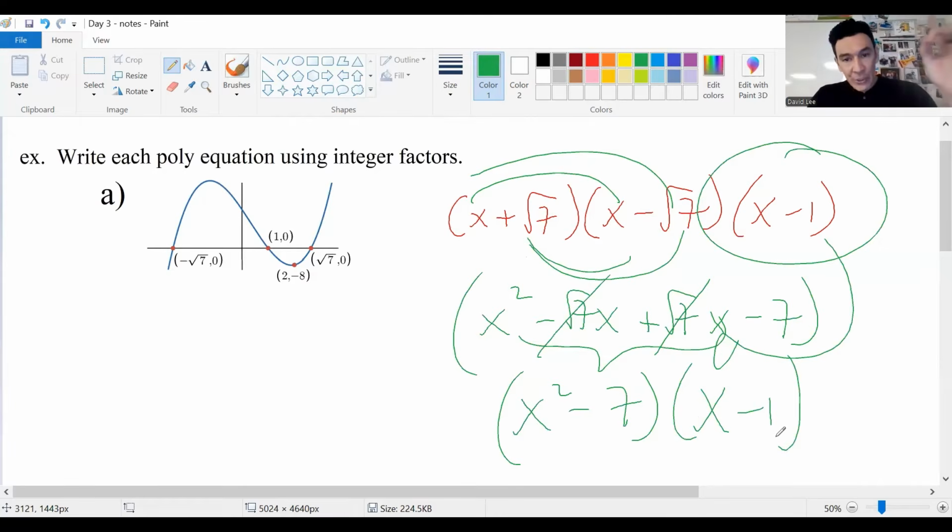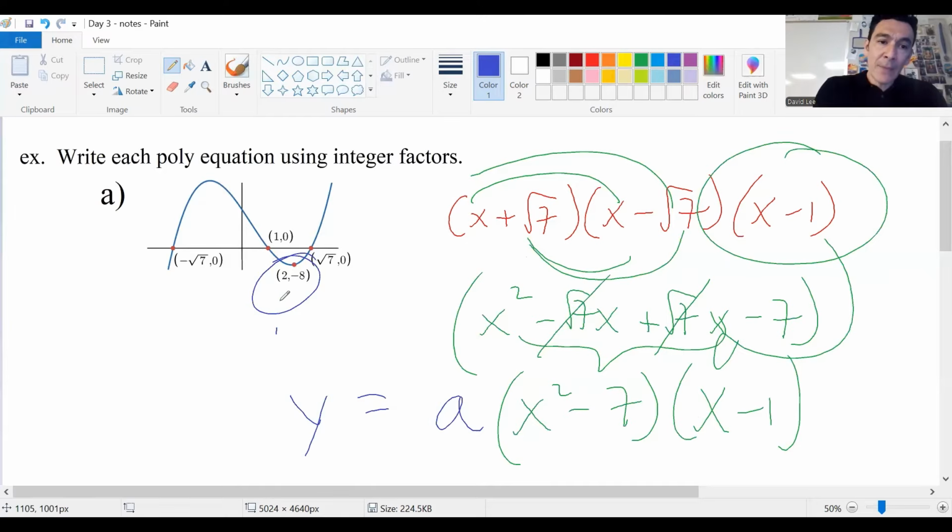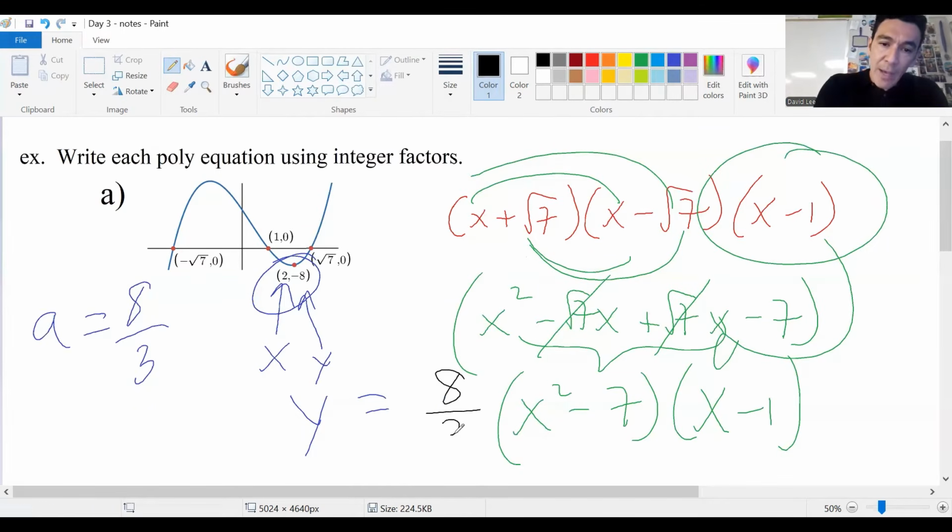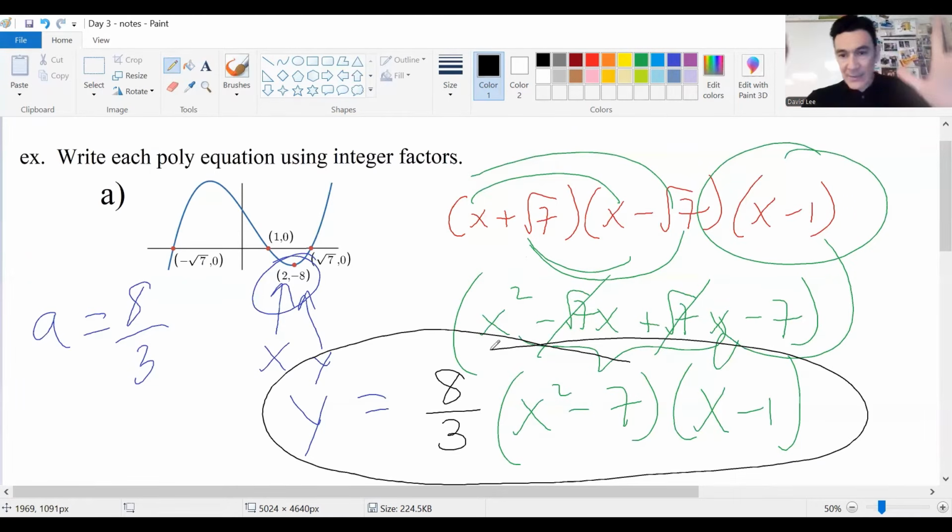Now is your cue to find a. Now we can put a in the front. We can call this y equals. Now we can find a. Now find a the way you did last week. You take this random point and you plug 2 in for x and you plug negative 8 in for y. So a is positive 8/3, and this constitutes our final answer.